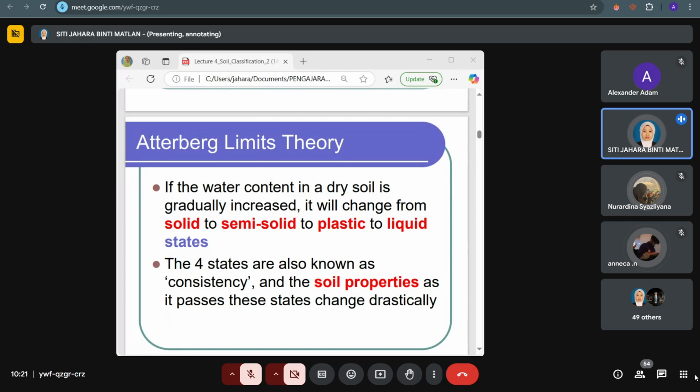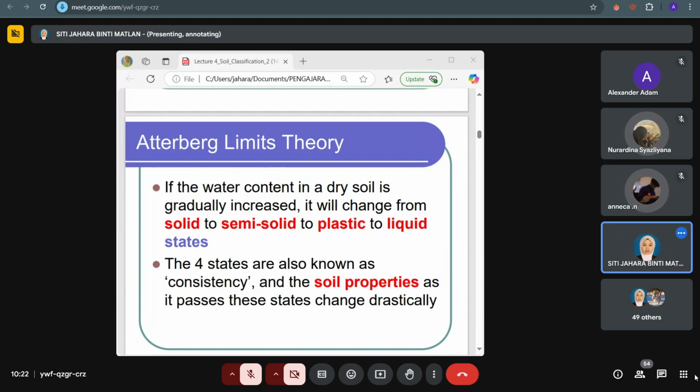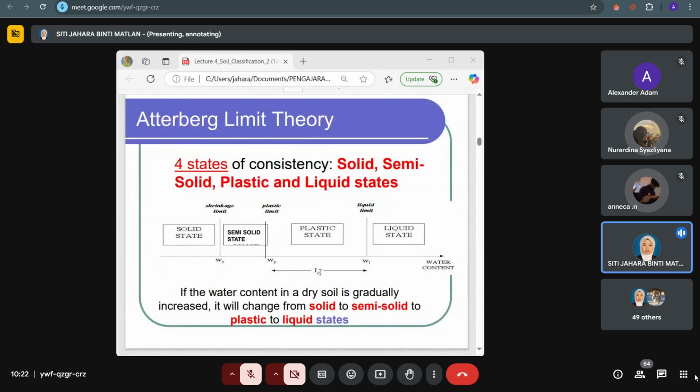Each of these transitions marks a significant change in soil behavior and engineering properties, such as strength, stiffness, and workability. So understanding these states is crucial for classifying fine-grained soil like clay and predicting how they will perform under varying moisture conditions in engineering applications. It is important in soil classification.